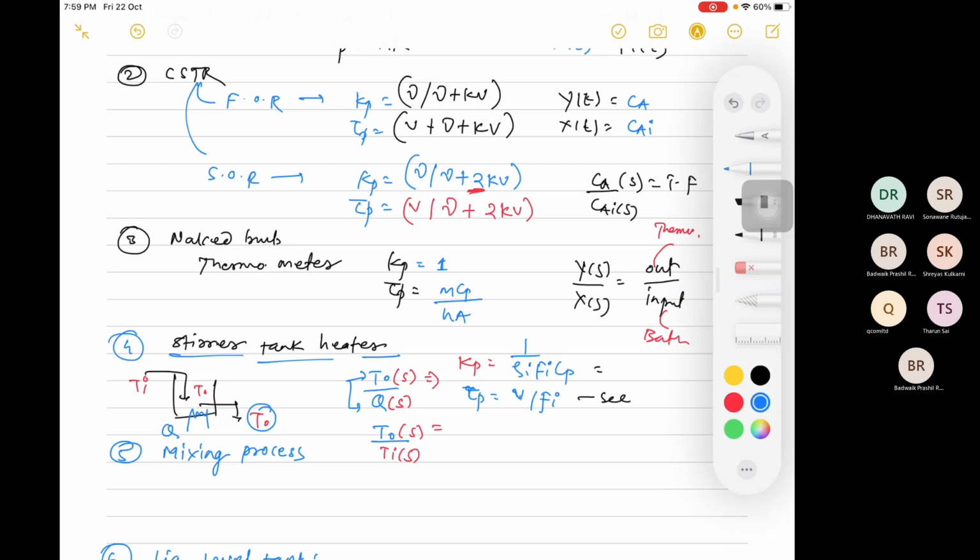Now, in case of temperature, look, these two quantities are temperature. Both are temperature. Therefore, Kp value is 1, dimensionless, and tau p is equal to the same V divided by Fi. V is the volume of tank. Fi is your inlet flow rate. Here, what is C? In case of thermometer, both are temperature, right? So Kp value is 1.